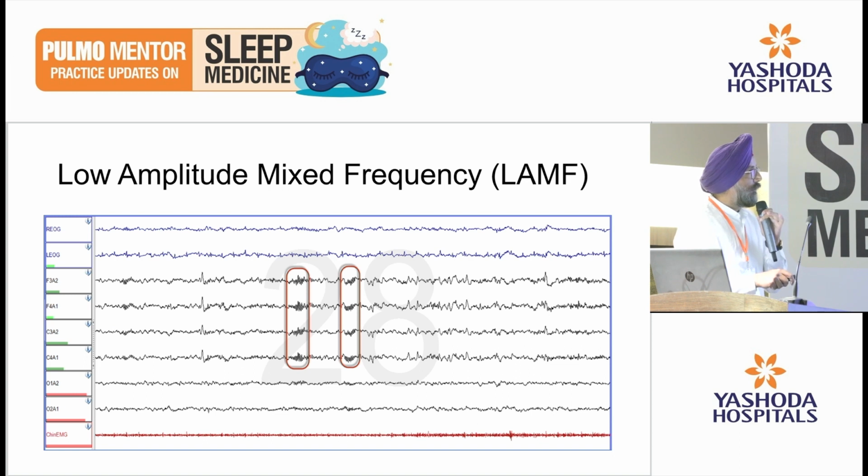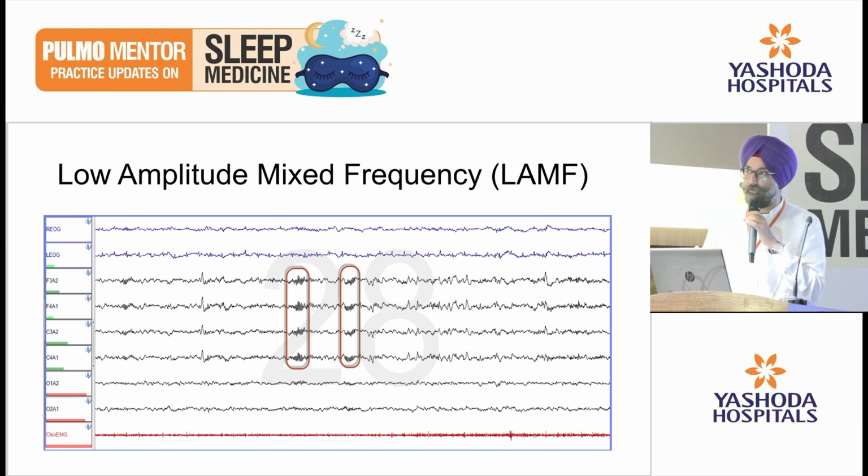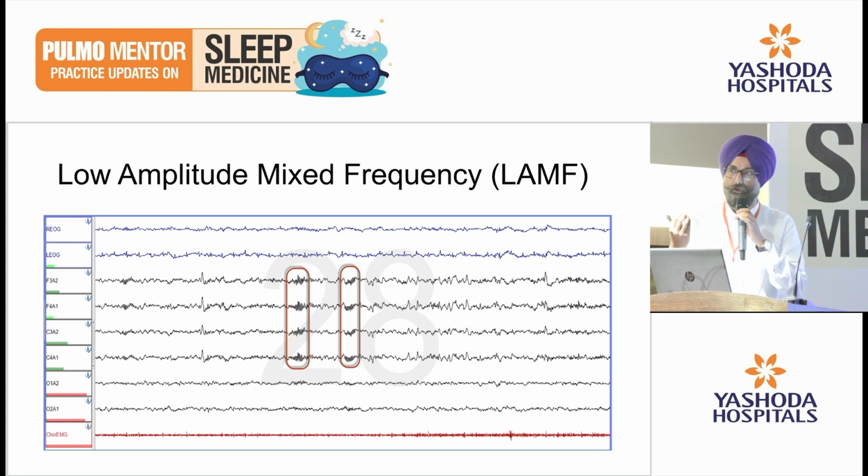Then you have low amplitude mixed frequency activity, which is usually the background EEG activity, whether the patient is in N1, N2, N3, or REM. The activity that you see in this whole region is all background low amplitude mixed frequency activity, which is usually very irregular, unremarkable, with a frequency of 4 to 6 hertz.